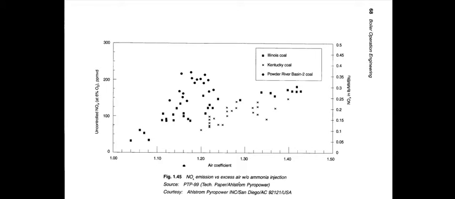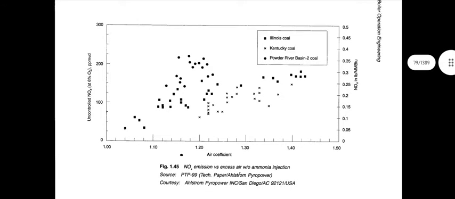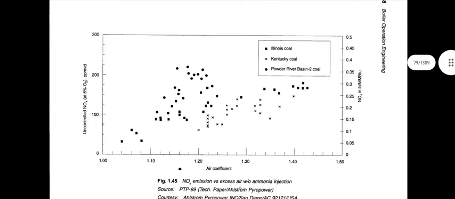This is page number 68. In this diagram we can see NOx emission versus excess air, without ammonia injection. Here we can see on the x axis the air coefficient, on the y axis on the left side uncontrolled NOx at 6% O2 in ppmvd, and on the right side NOx in lb per MMBTU.